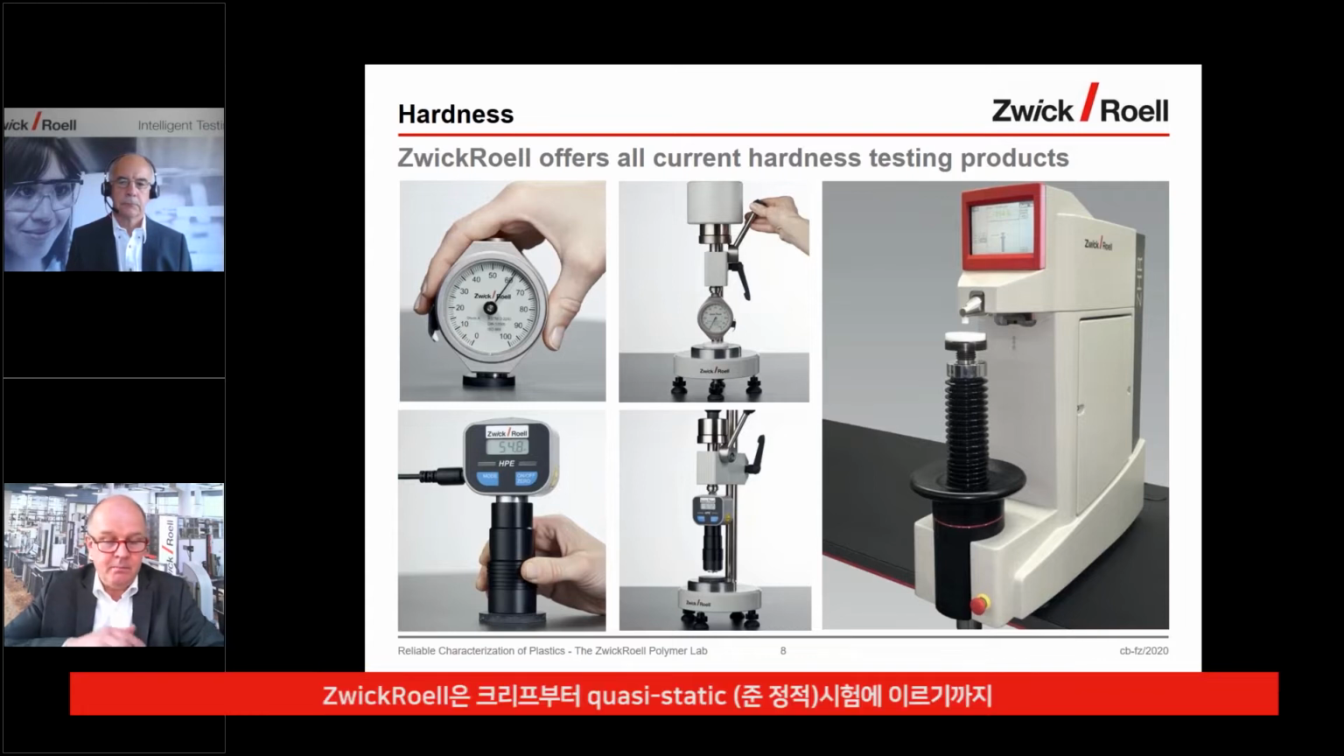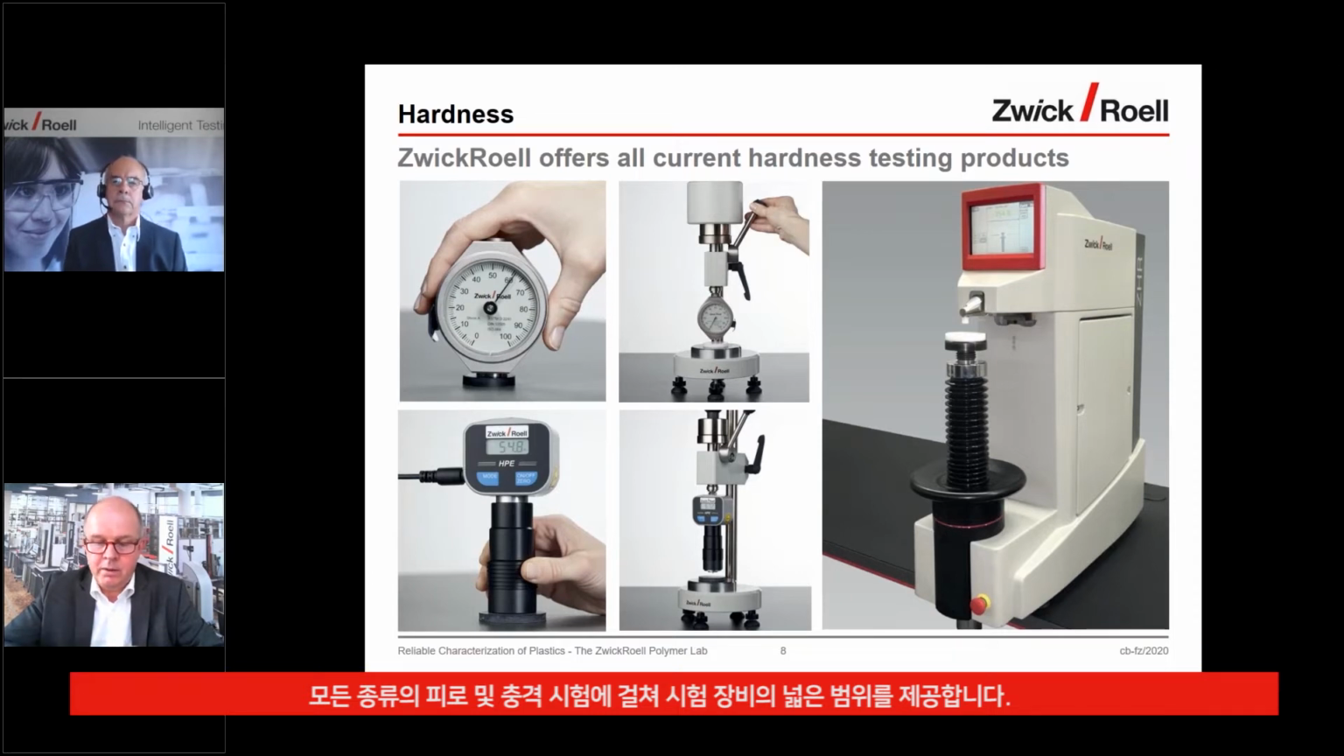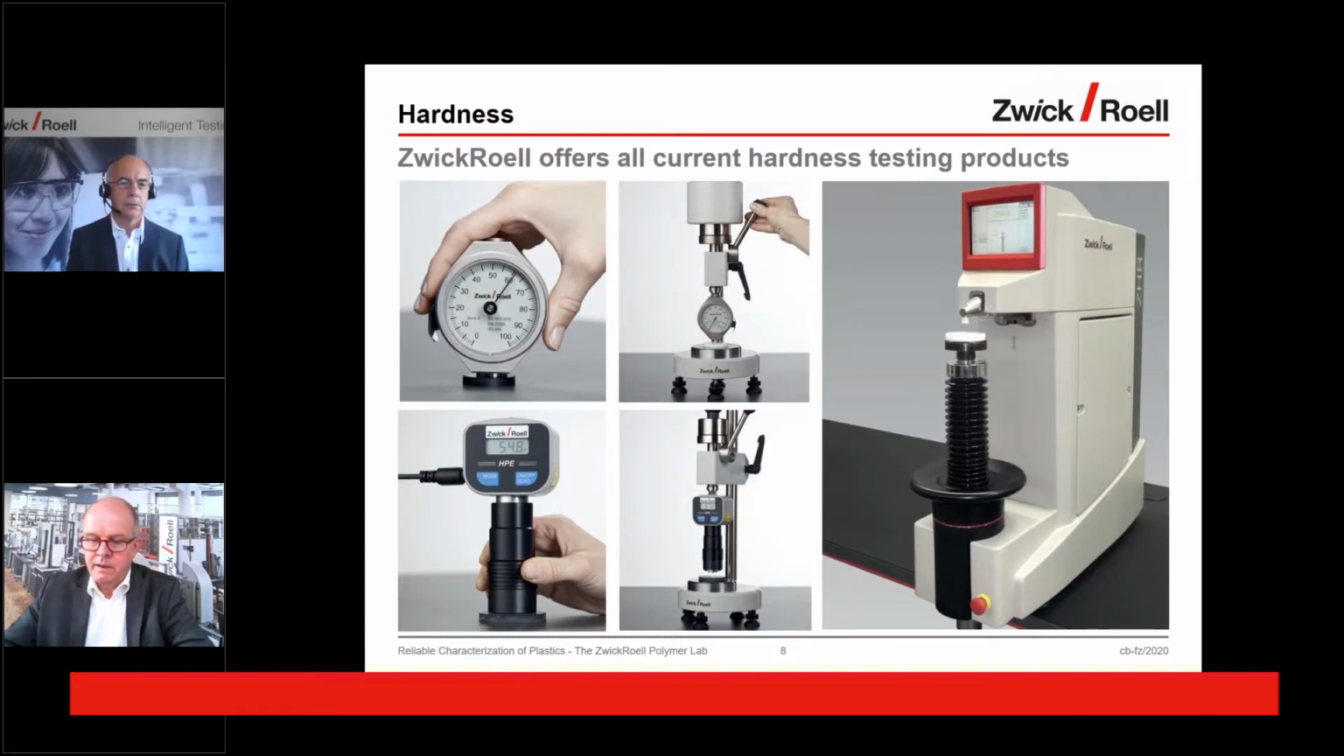In the field of bend and pull, Zwickroll offers a large range of test equipment from creep to quasi-static testing, over fatigue, up to all kinds of impact properties. Okay, can you go into some more technical detail and maybe highlight some important benefits that our customers, maybe our listeners today, could look forward to? Yeah, David. Let us start with creep.